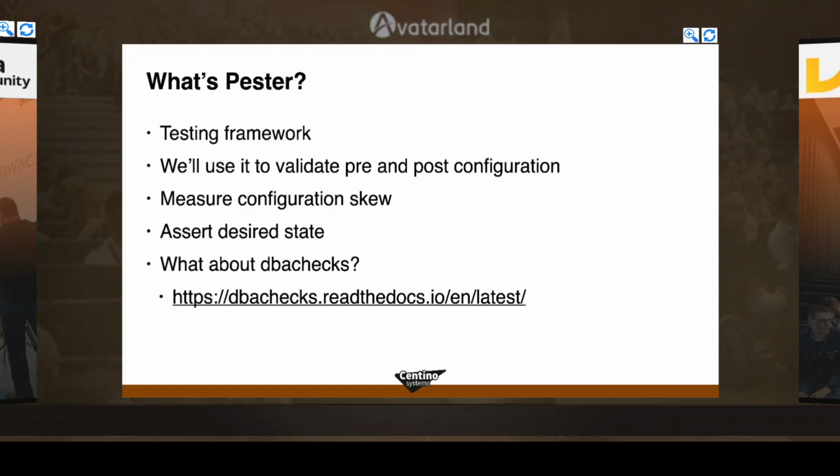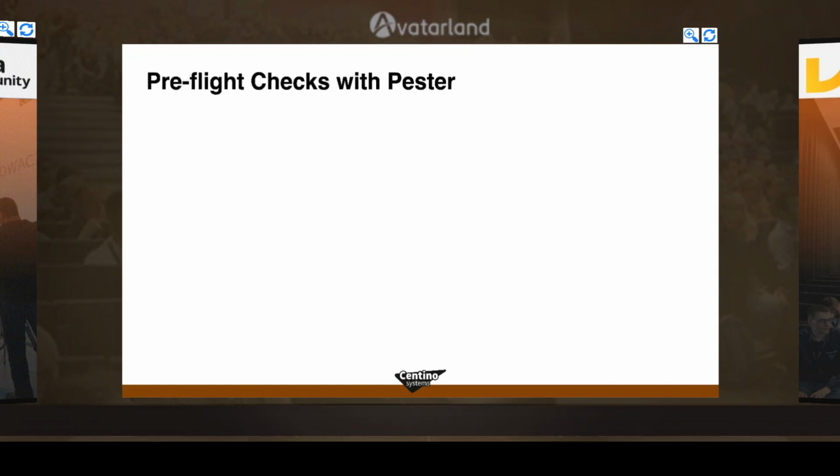And so let's look at what a pre-flight check is with Pester. We're going to look at some code here together. When you write a test, you can group tests together in what are called contexts. And so the first context here is: is the server accessible via WinRM? So that's just the name of a grouping of tests.